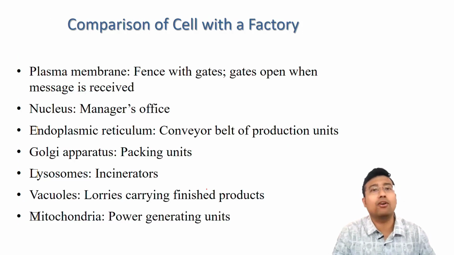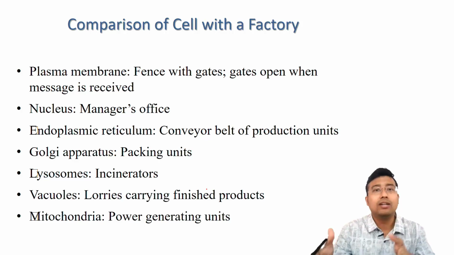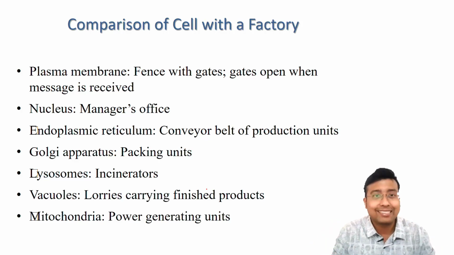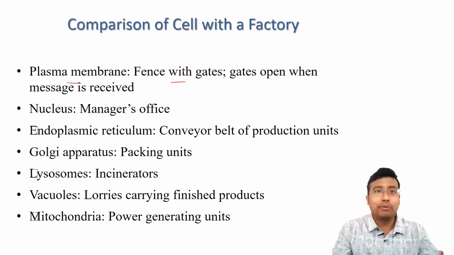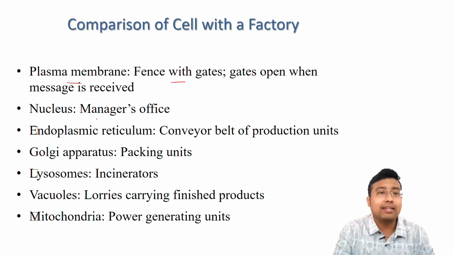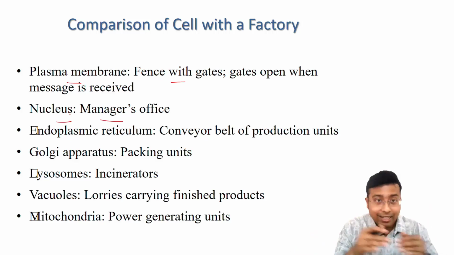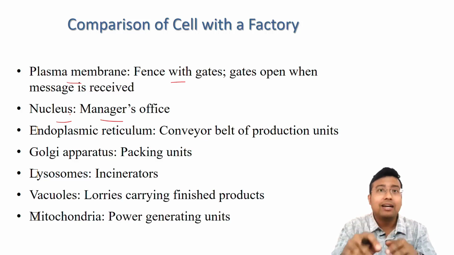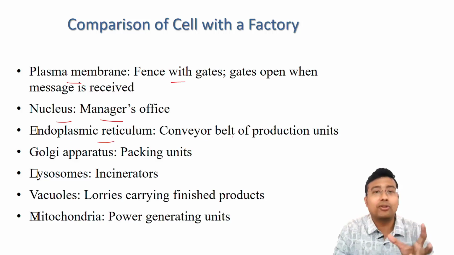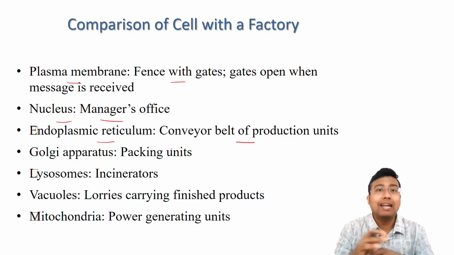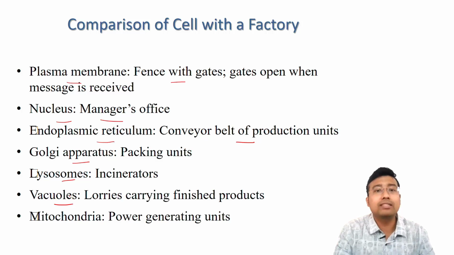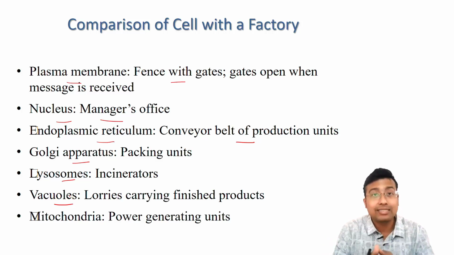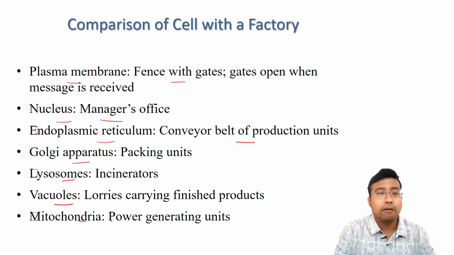So we can compare the whole thing to a factory. This is what we were taught when we were first taught lessons about a cell, right? You can see the plasma membrane acts as a fence with gates that can open when a message is received, right? The manager's office is the nucleus. The endoplasmic reticulum acts as a conveyor belt, a pulley that helps in production units. It's wrapped and packaged by the Golgi apparatus. Incinerators are the lysosomes that help in garbage disposal. Vacuoles are the lorries that carry the finished products, and everything is powered by mitochondria.